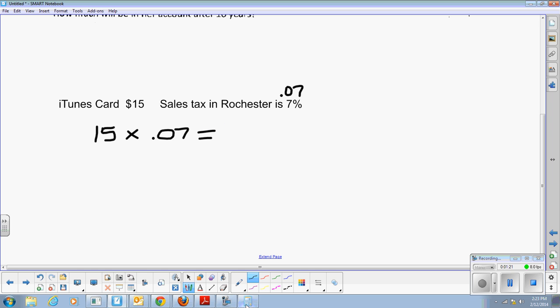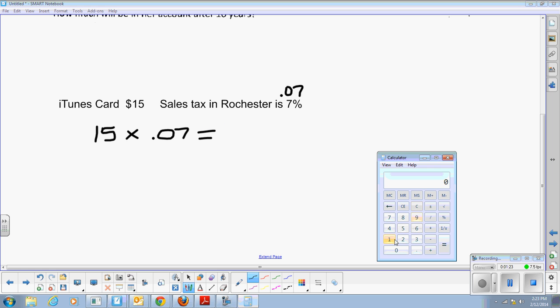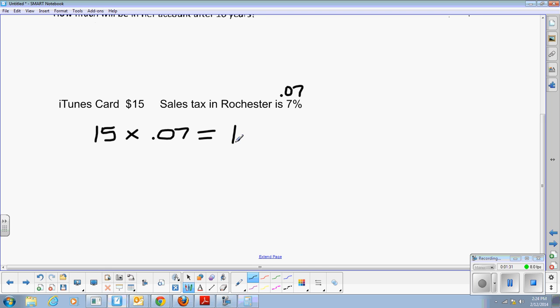and they're going to find out how much tax you have to pay. So they'll actually take the calculator like I've got here and they're going to do 15 times 0.07. And on this, that says $1.05. So the tax on the iTunes card is $1.05.